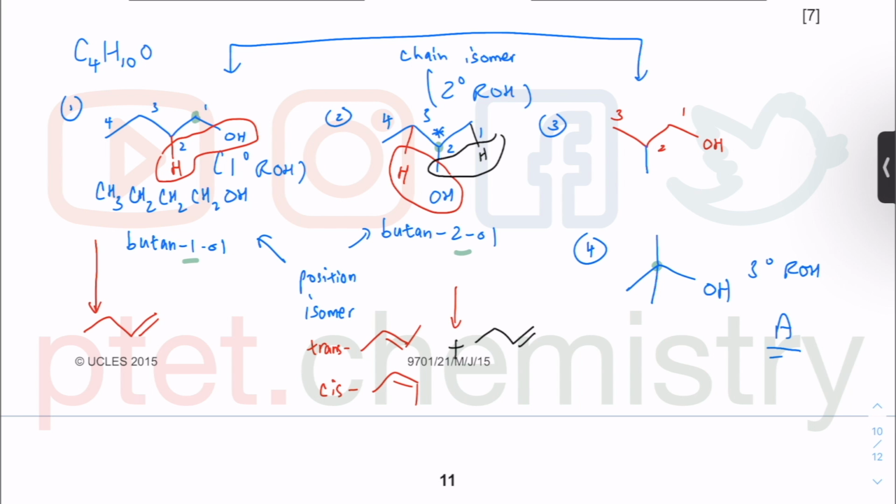So altogether, you get two structural isomers, but one of the structural isomer shows stereoisomerism, which is your cis and your trans. The cis, they're on the same side, the trans, they're on opposite side.